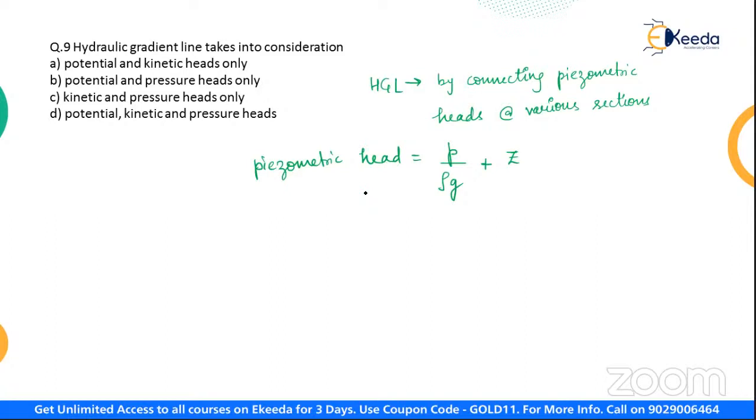Therefore, to draw the hydraulic gradient line, what we'll do, let's say this is a pipeline here. So at different positions, we will insert the piezometer. So the water which will be present in these piezometers, the level of the water indicating the piezometric head, and the line connecting them will be a hydraulic gradient line. Therefore, the correct option here for question number 9 will be option B.